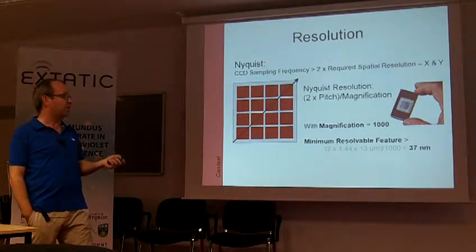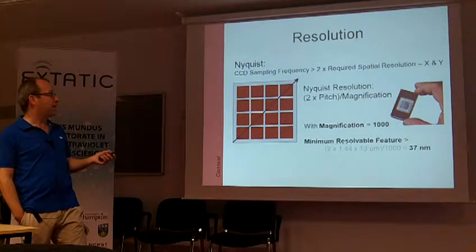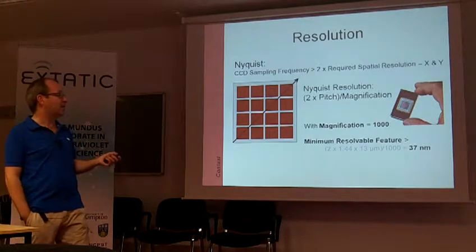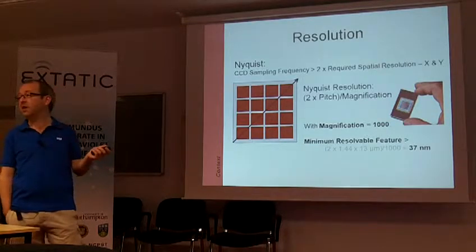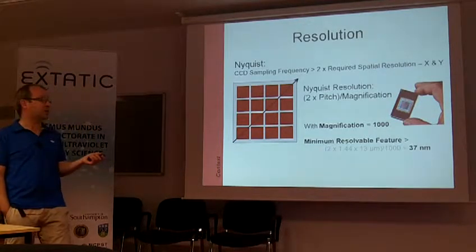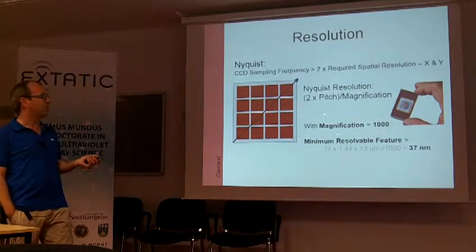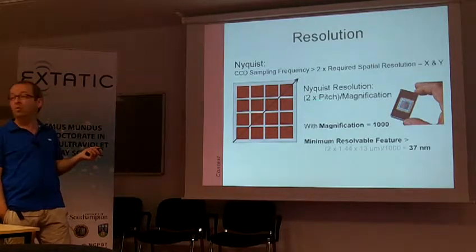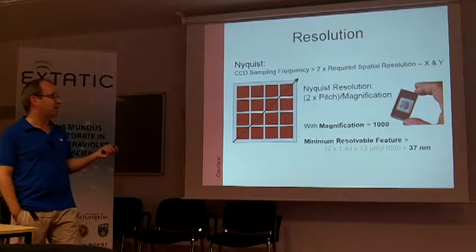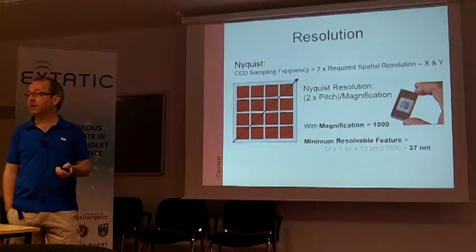Well, just forgetting the light source for a second and just considering magnification. If you have a CCD with 13 micron pixels and you apply the Nyquist criteria, you see that the 13 micron pixels on the camera at 1000 magnification correspond to 13 nanometer pixels of the object. And the minimum resolvable feature will be twice the pitch divided by the magnification. So in this case, about 40 nanometers is the best you're going to do from 13 micron pixels at 1000 magnification.